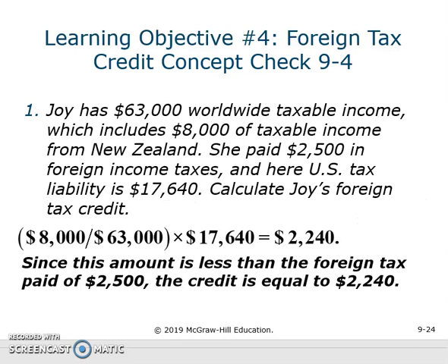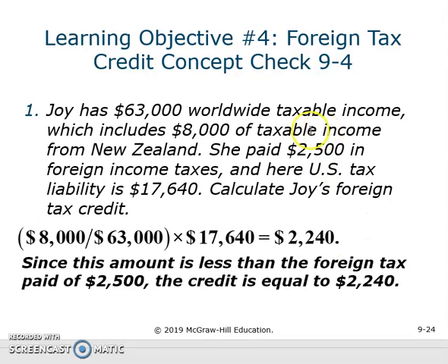Joy has $63,000 of worldwide taxable income, which includes $8,000 of taxable income from New Zealand. She paid $2,500 in foreign income taxes, and her U.S. tax liability is $17,640. So we need to calculate Joy's foreign tax credit.